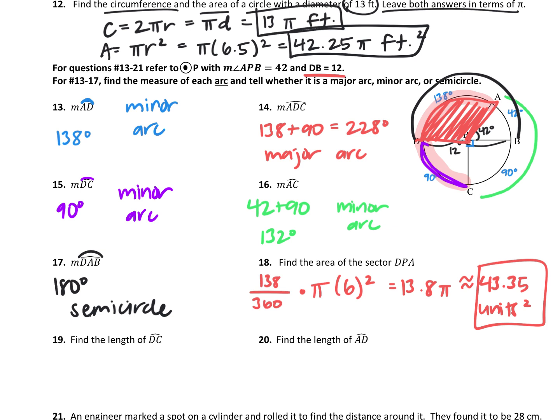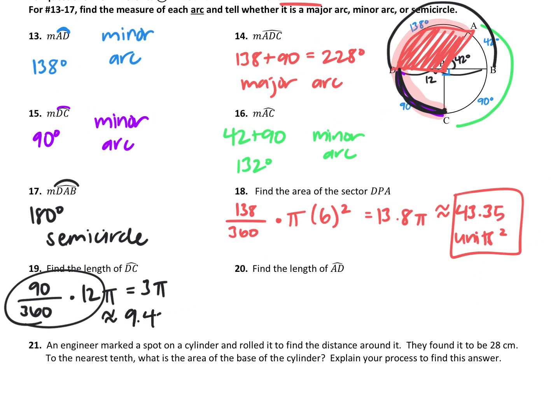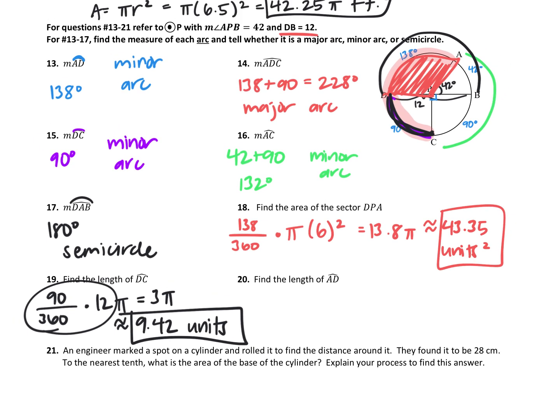Number 19 asks to find the length of DC. Length is using circumference. So I've got my portion of the circle, which is 90 degrees over 360 times circumference, and circumference would be diameter times pi, so my diameter is 12 times pi. And if I plug everything in except for pi, so this whole thing, I get 3 pi, which is approximately 9.42 units, not squared because it's length, and length is just units.